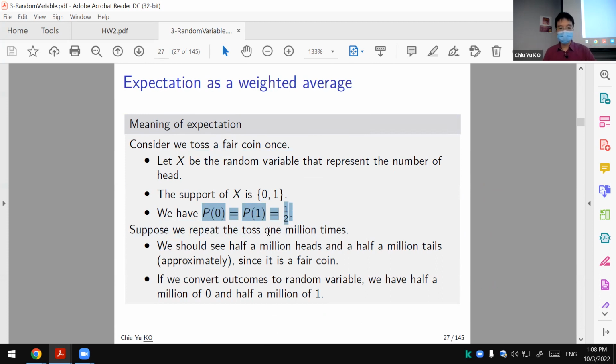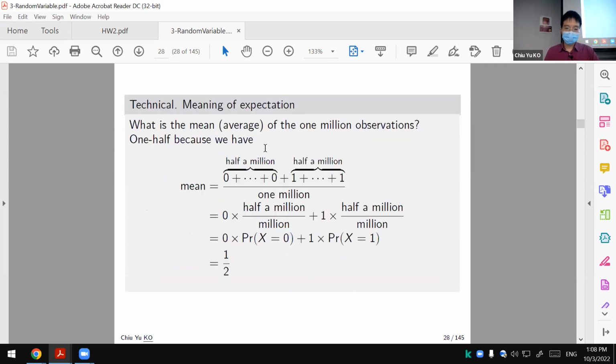And suppose you toss a coin 1 million times. That means you expect 500,000 heads and 500,000 tails. I don't think that should be an issue, it's a fair coin. So if you actually record the data, head is 1 and tail is 0, then you have 500,000 zeros and 500,000 ones. So in that case, what is the mean of this observation?